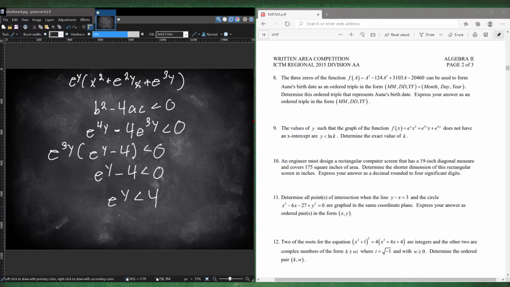So that means e to the y is less than 4. That means take the natural log of both sides. That means y has to be less than natural log of 4. And that's your answer, just 4.